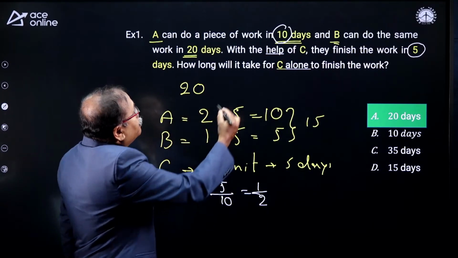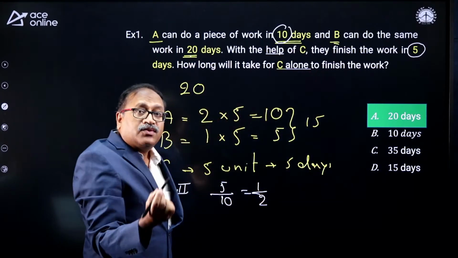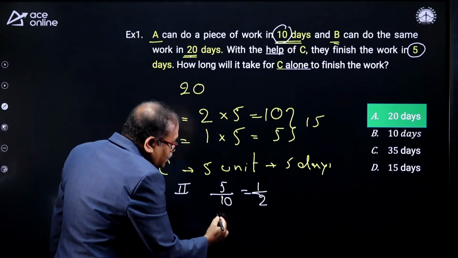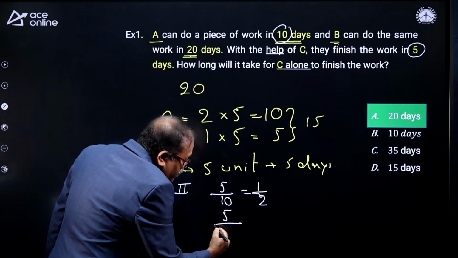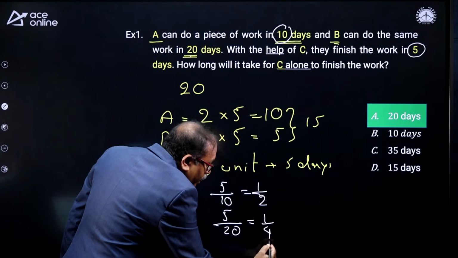Similarly, B completes the work in 20 days, and he worked for 5 days. What part of the work is completed by B? That is 5 over 20, that is 1/4 of the work completed by B.